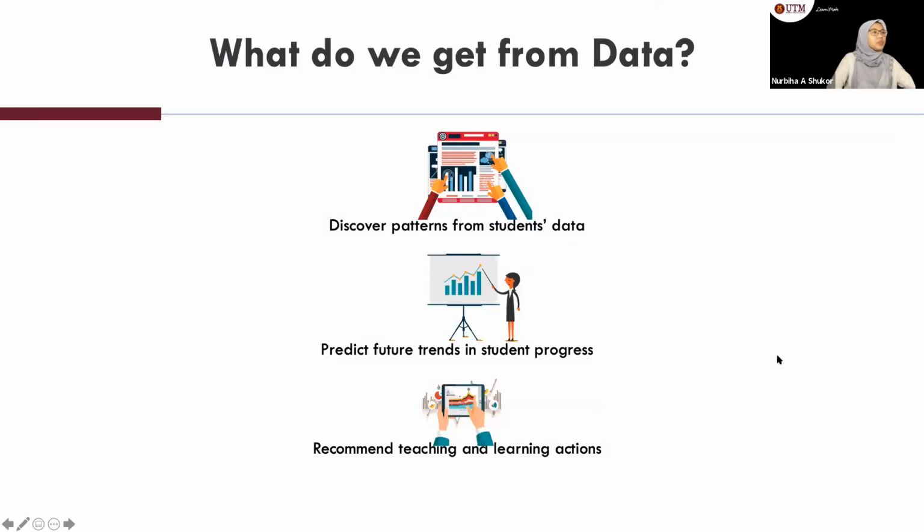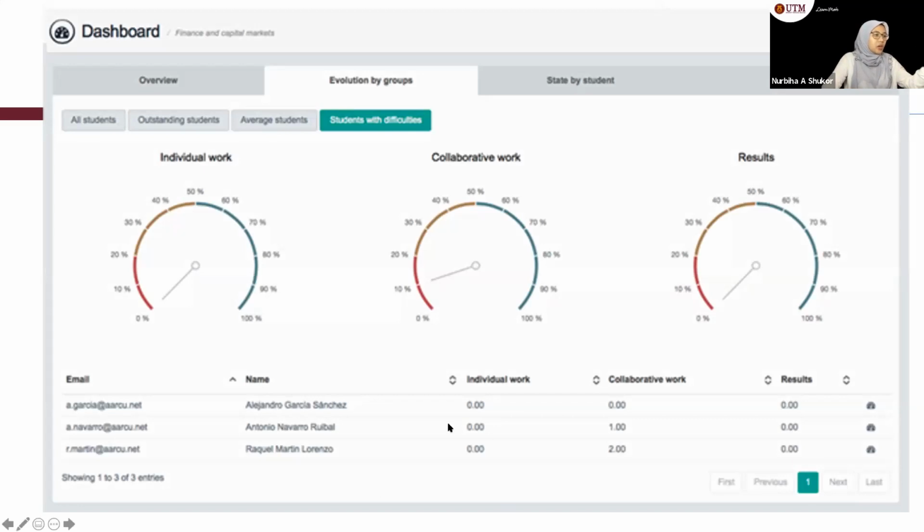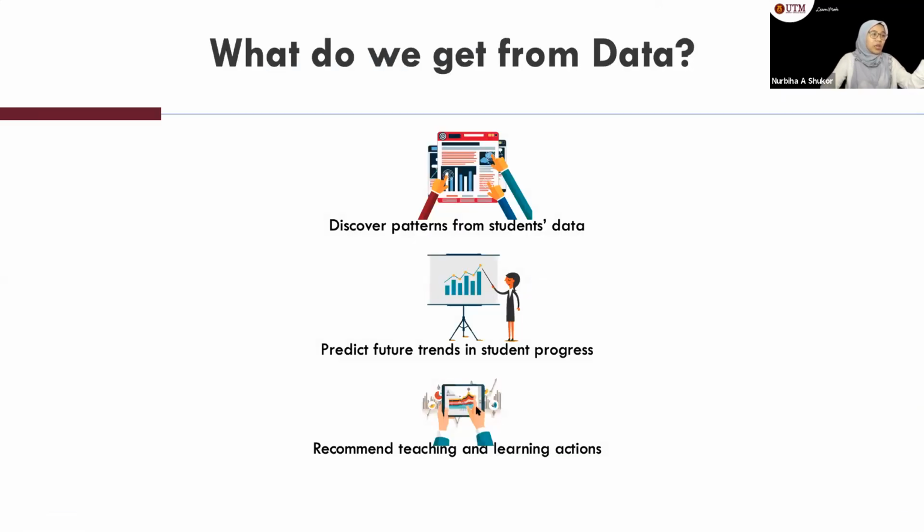Okay, so kita daripada data-data tadi kita boleh faham, we will be able to discover patterns from the students' data. We'll be able to predict future trends. For example, here, the machine learning or the dashboard will be able to tell us, okay, if you are performing in such a way, Garcia, at the end of the semester, you will be performing in this course, for example. So the analytics will be able to tell you that. So it can predict future trends in students' progress. They can also recommend teaching and learning action.